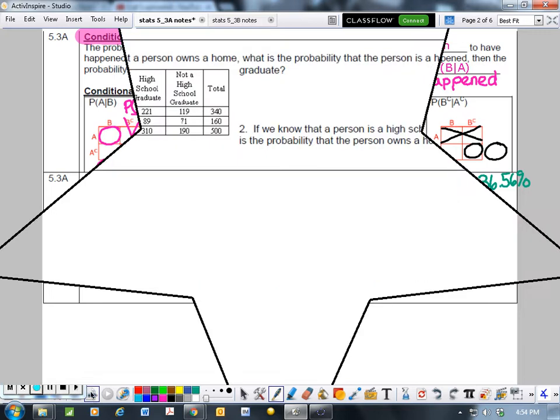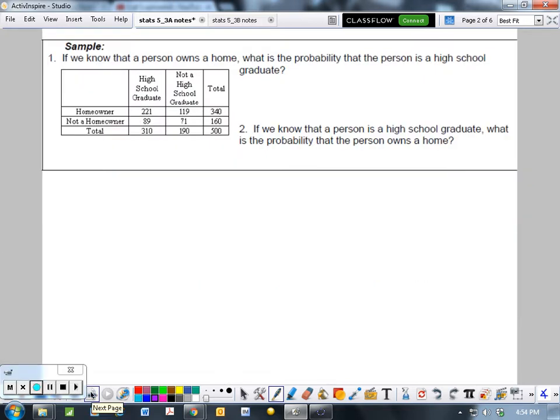So let's look at another problem. If we know that a person owns a home, what is the probability that the person is a high school graduate? So now we've got to think about, how is this conditional probability working? Well, we know the person owns a home. So when I'm looking at this, given owns home. We know they own a home. So now I want to know the probability that they're a high school graduate.